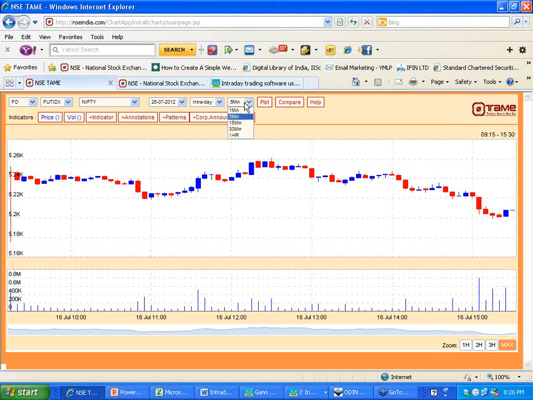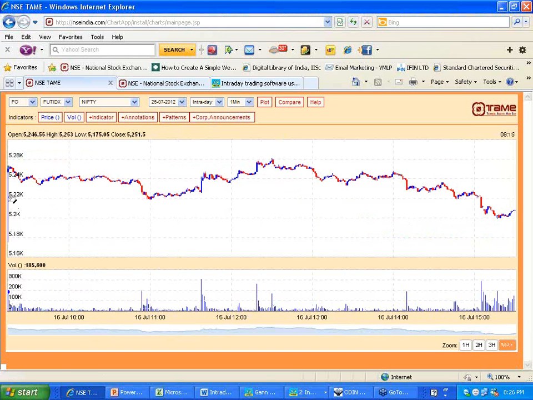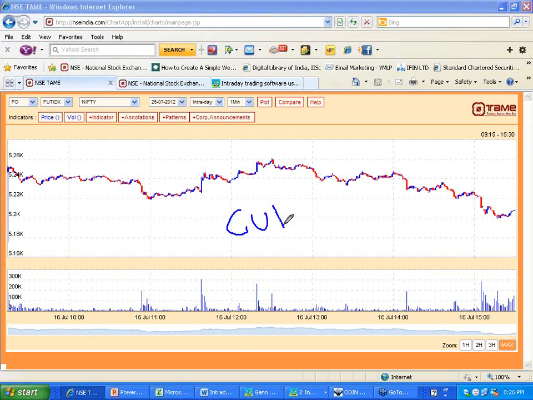If you can take 1 minute, it will be better. The first candle, the 9:15 candle, we can ignore. From 9:16 onwards we can take the reading. The 9:16 high was 5252. Minimum 15 minutes we require for the index. For currencies we require minimum 1 hour. Commodities also require minimum 1 hour, and for index minimum 15 minutes is enough.